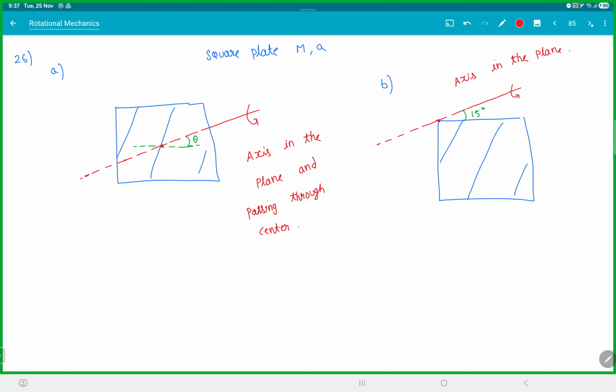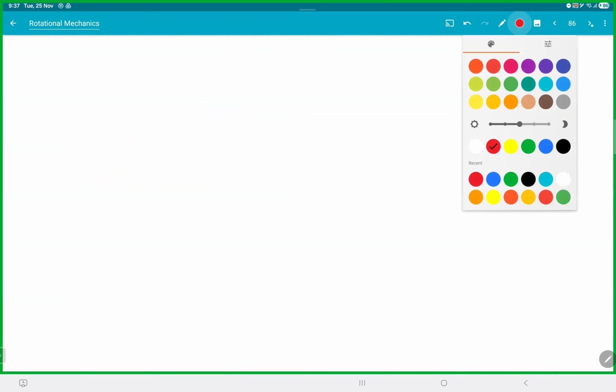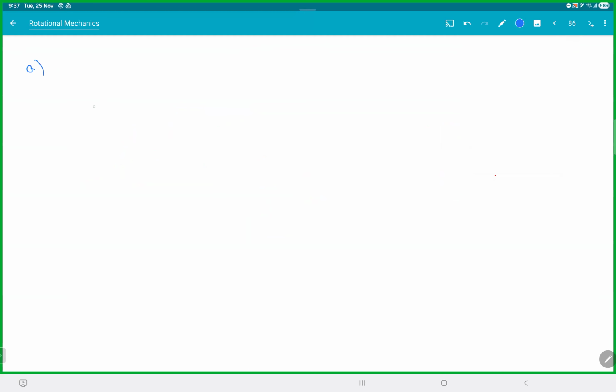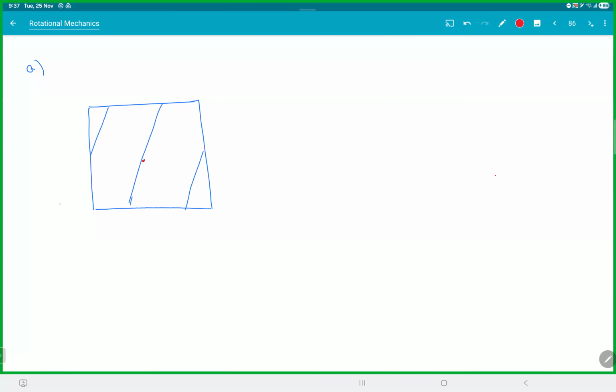Look at the first one. Like I said, square is an interesting shape. If you take a square plate, let's say you have a chocolate in the shape of a square, and you and your sister want to share. The square is a very interesting thing. You cut however you want, but as long as you pass through the center, you always get two equal pieces.